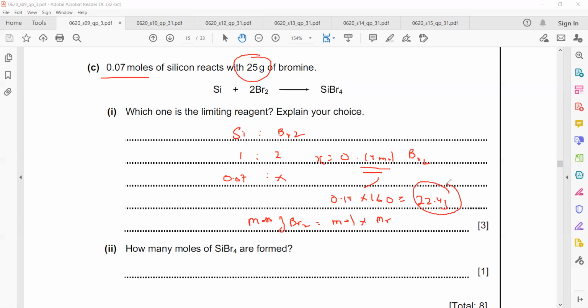So this 22.4 grams of bromine is what we need. In the question, in the beginning, they mentioned we have 25 gram of bromine, so we need only 22.4, but we have more than what we need. So we can say that bromine is more than enough, or bromine is in excess. And if one reagent is in excess, the other reagent will be the limiting reagent, or the reagent which will be used up.